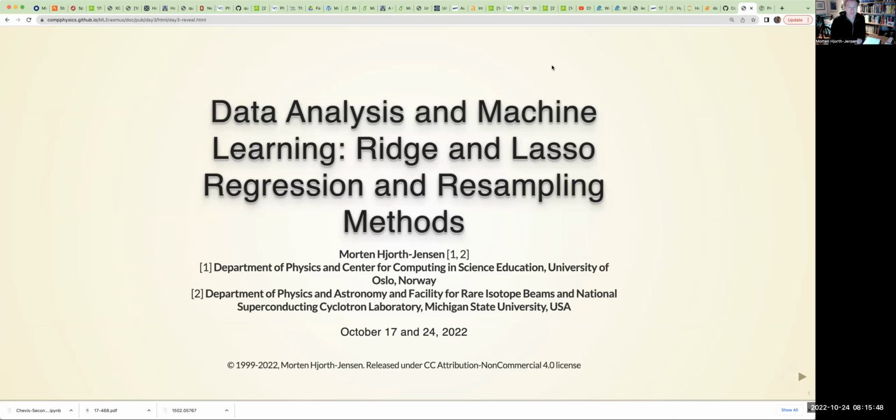So welcome back. The topic this week is a continuation of where we ended last week, and what we are going to do today is to try to wrap up the discussion on ridge and lasso and link that with a discussion of the statistical interpretations of these methods. And hopefully that may give us a deeper intuition about what these methods are about.